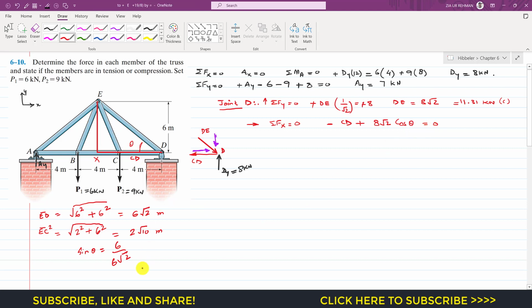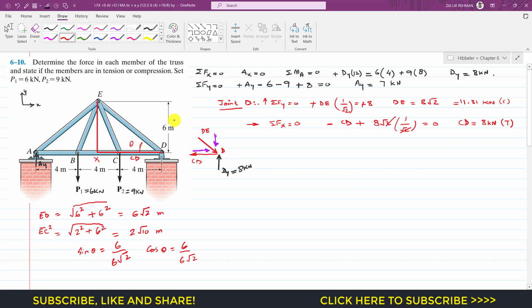So again cos theta from this triangle is base. So the base of this large red triangle is 6, and the hypotenuse is 6 square root 2. So this is again 1 by square root 2. So we will write that this is 1 divided by square root 2, and the square root 2 will cancel out. So this means that we will write minus CD plus 8. So that will give us CD equals 8 kilonewton, and CD is acting away from joint D, so this means that it is the tension force.